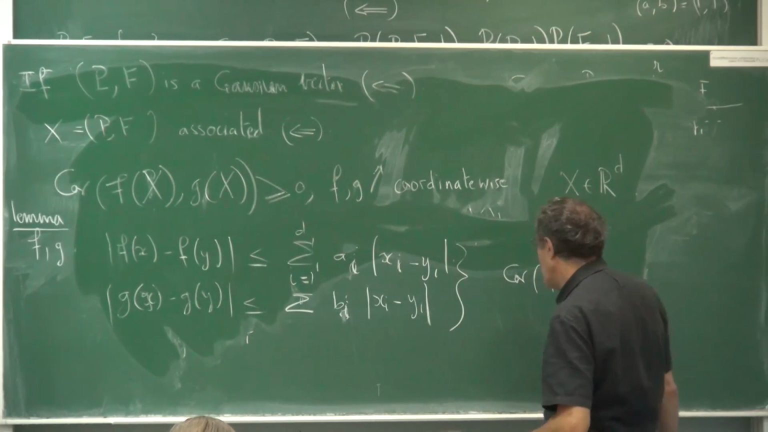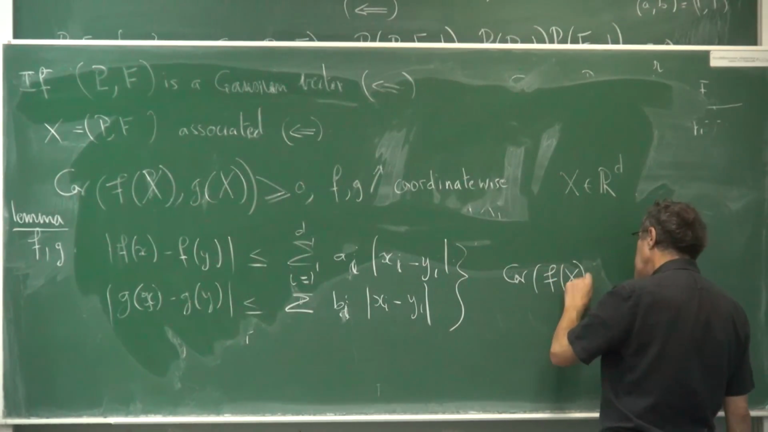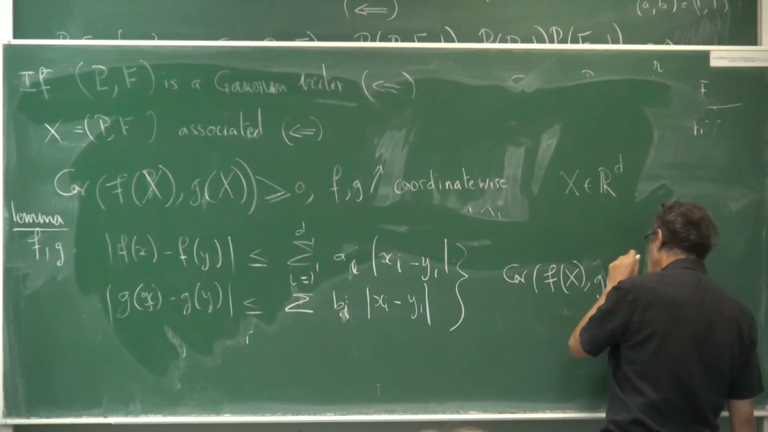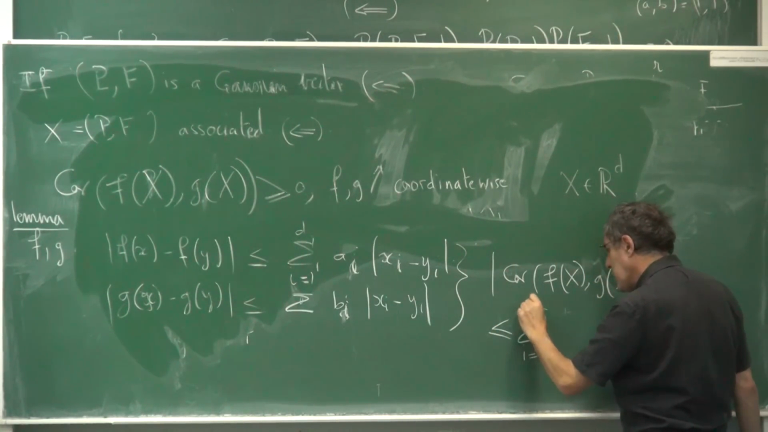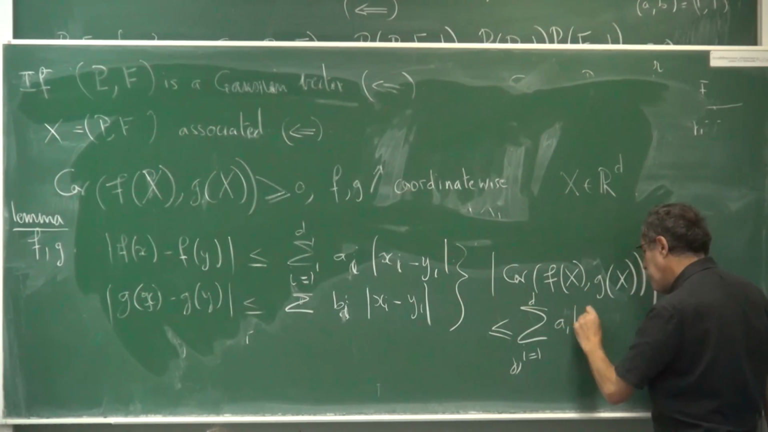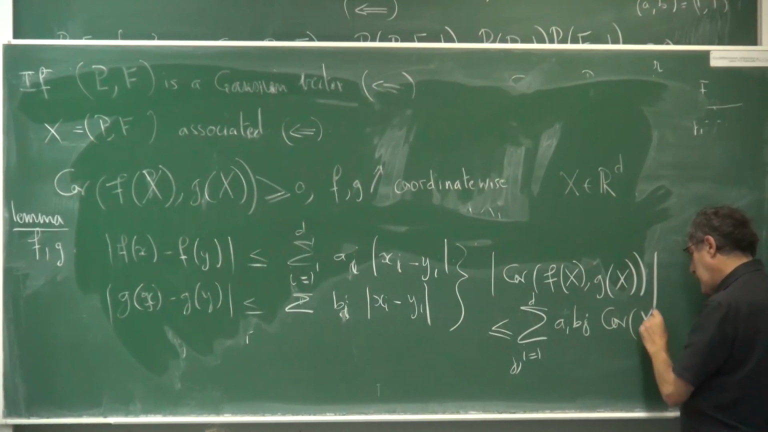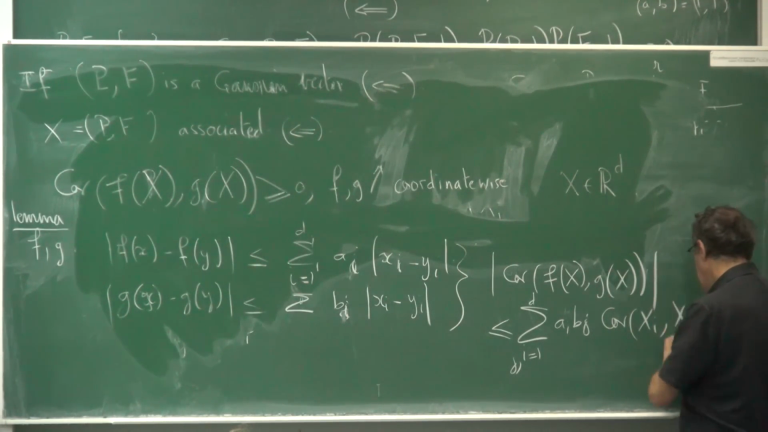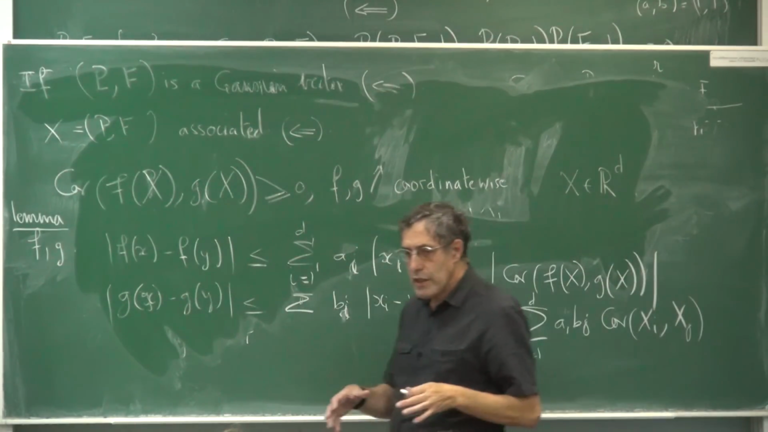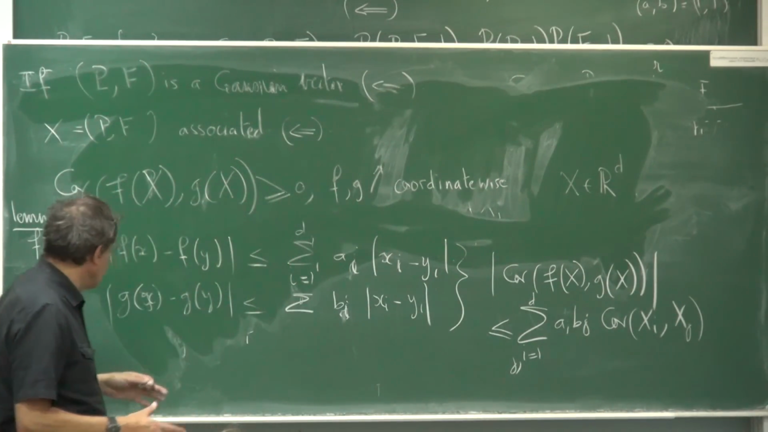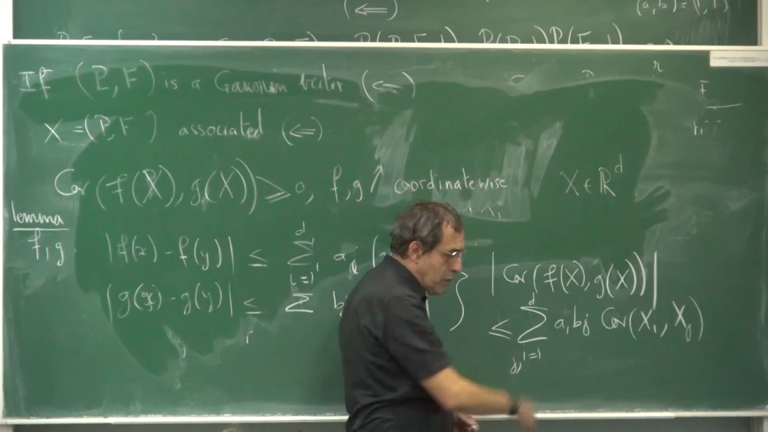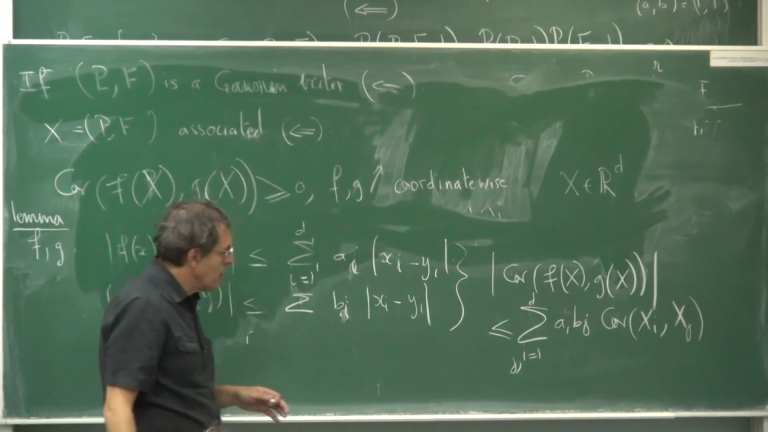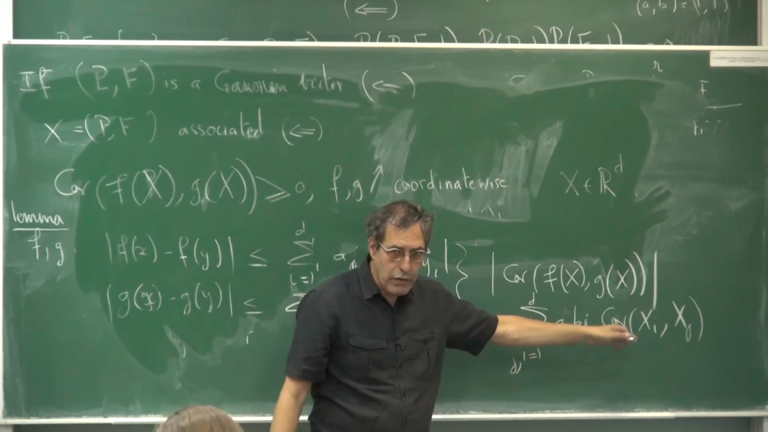the covariance of f of x and g of x is bounded above by the sum from i equals 1 to d and j equals 1 to d of ai bj with the covariance of xi, xj. So this inequality is quite interesting because there is here a relation between the covariance of quite general functions, which are Lipschitz, and the simple covariance.